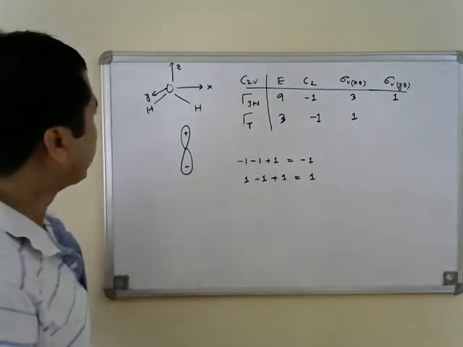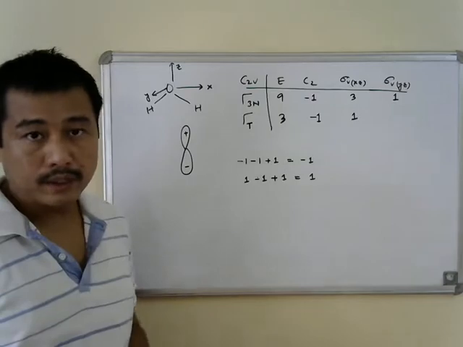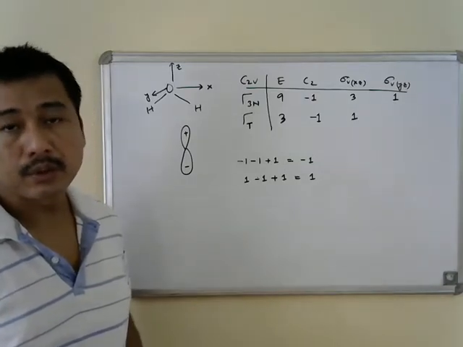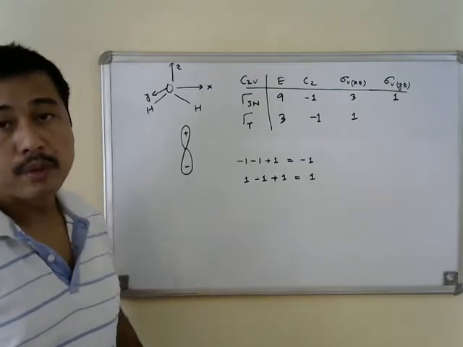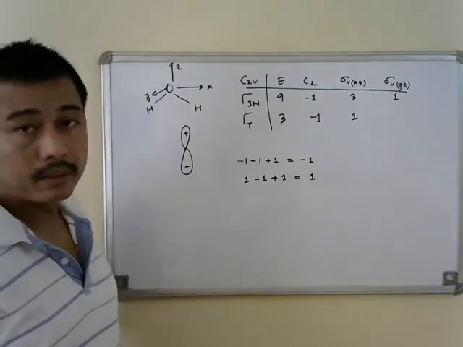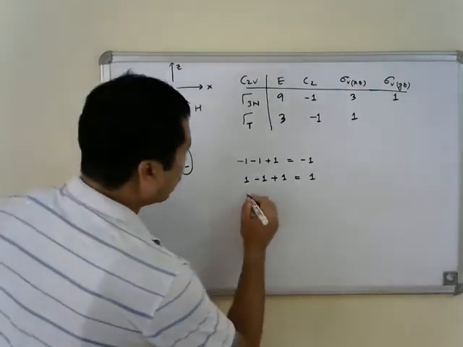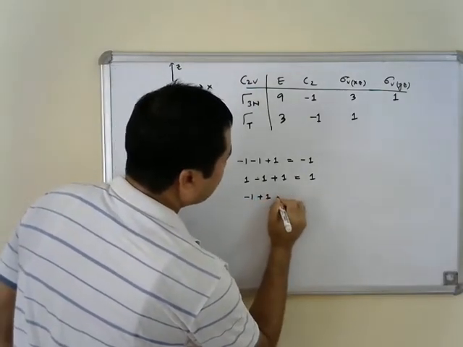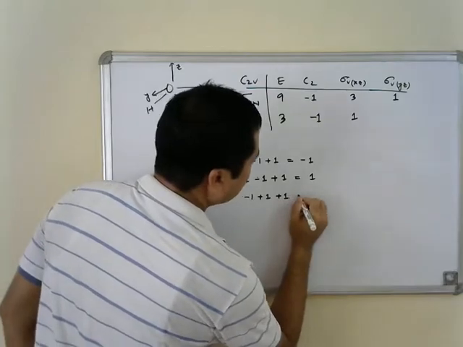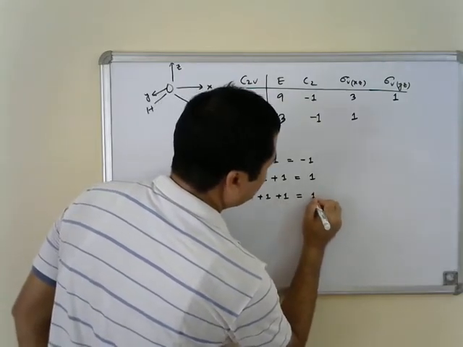Then sigma v yz, in this case the y coordinate is not going to change direction and the z coordinate is not going to change direction, while the x coordinate will go to minus x when we do sigma v yz, and that is why minus 1 for x, plus 1 for y, and plus 1 for z, and this is going to be equal to again plus 1.